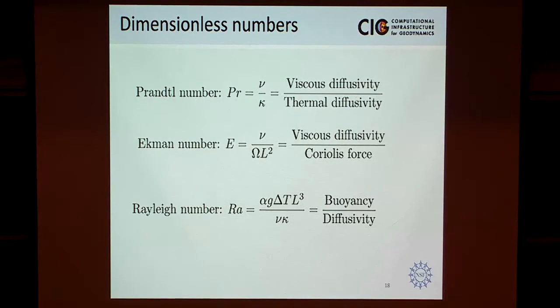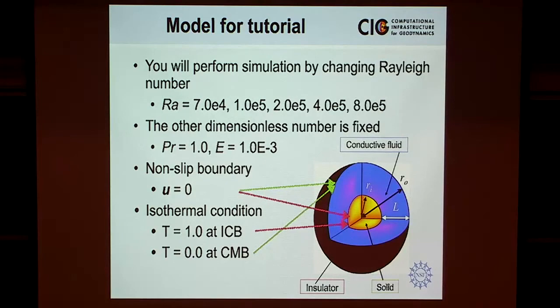And we perform runs with less than 10 to the minus 4 with hundreds of cores. And the Rayleigh number is the ratio of buoyancy and diffusivity, probably John's expression would be more clever. So now, as I said, we run 5 different Rayleigh numbers and fix the Prandtl number to be 1 and the Ekman number to be 10 to the minus 3.